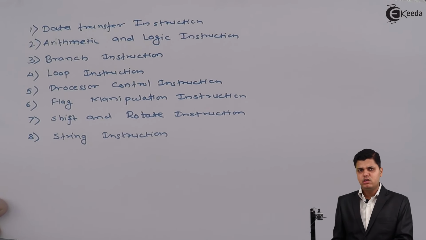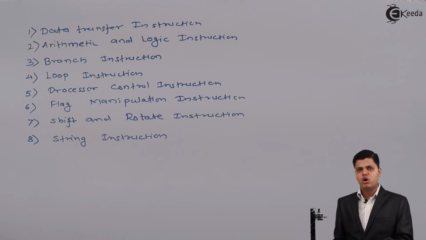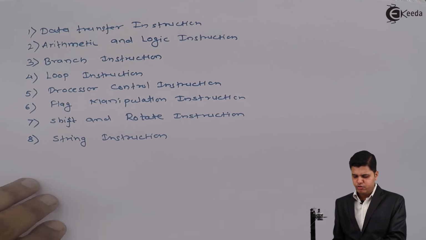Now we are going to see each and every type of instruction, and which instructions are available for the user in each type. Depending upon that we are going to see the operations of the instructions. So firstly we are going to see the data transfer instruction.